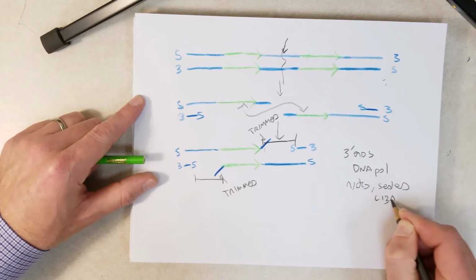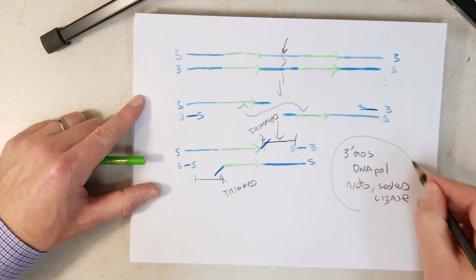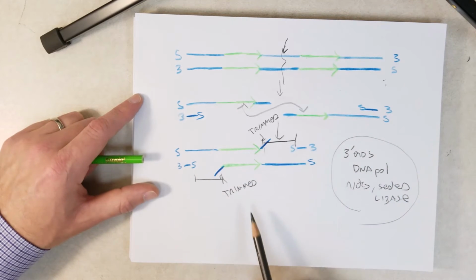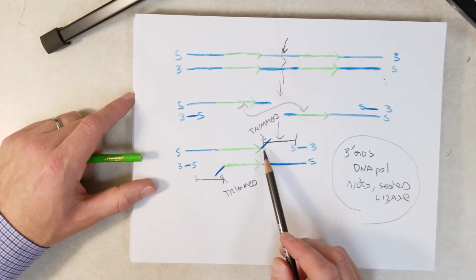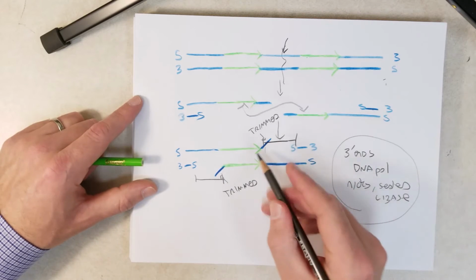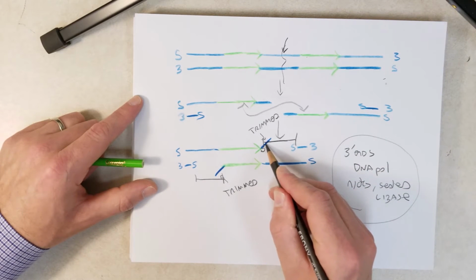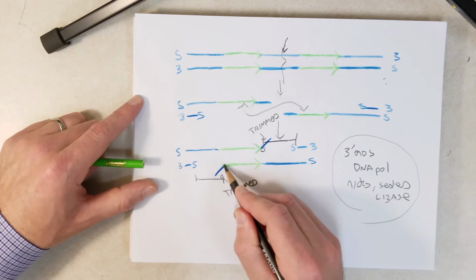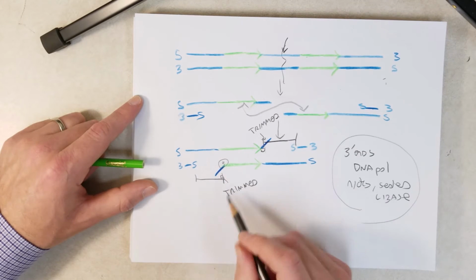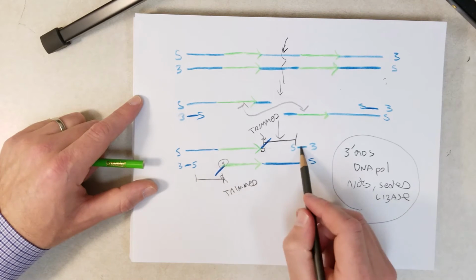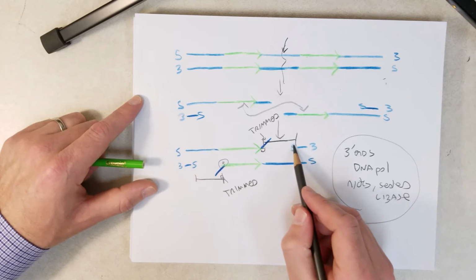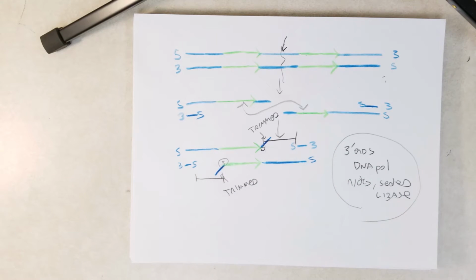So that's easy. Essentially, anytime we see a gap, we know what's going to happen. DNA polymerase is going to come in. It's going to extend the 3' end, which is going to be right here after that piece is trimmed away, and right here after this piece is trimmed away. Extend those. The last little nick that remains will be sealed by DNA ligase.